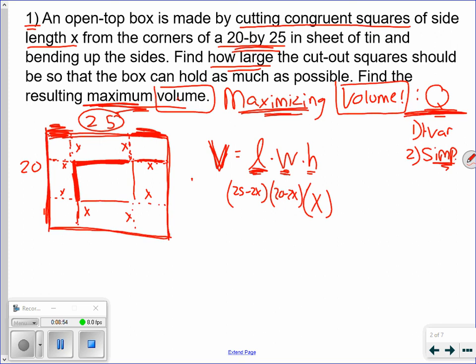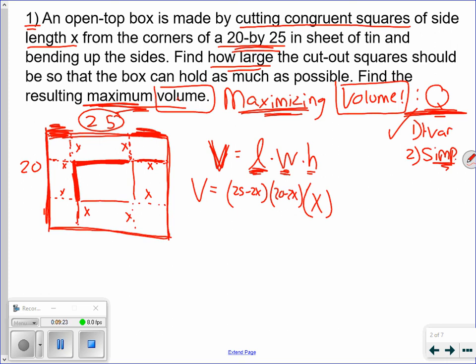Okay? So currently, right now, this volume is one variable. Check. Everything is in terms of x, and it's the equation that we're trying to maximize. We're trying to maximize volume. Awesome. Okay, so we got our volume equation that we're trying to maximize.